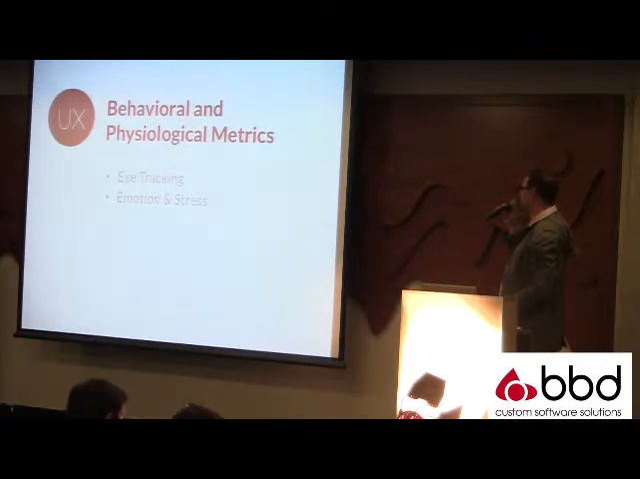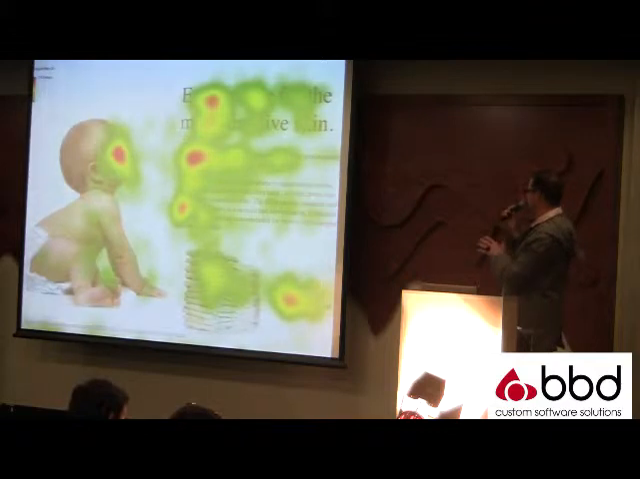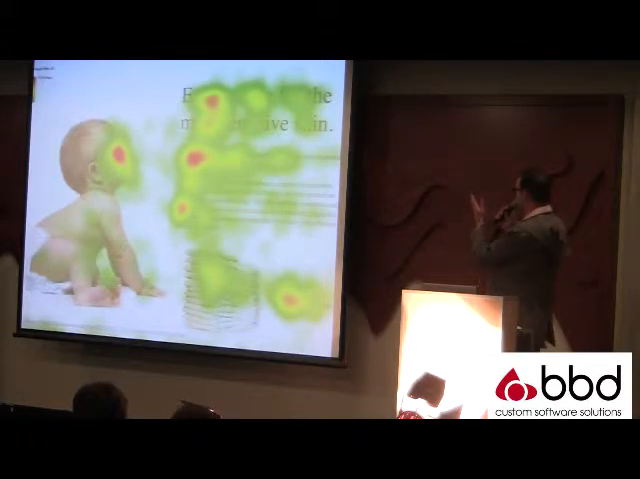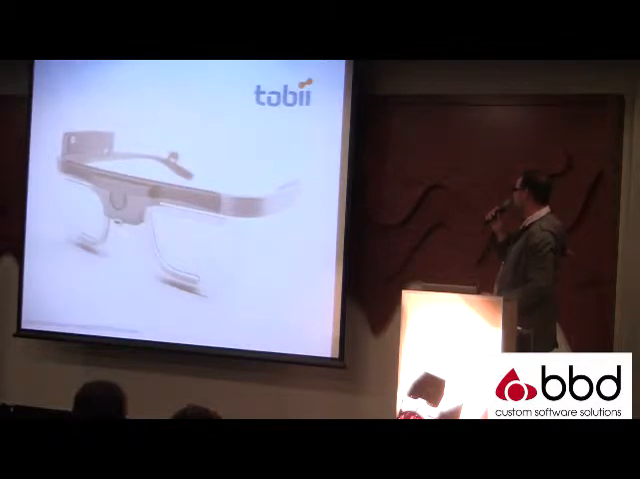And then lastly, behavioral and psychological metrics. So we've seen basic eye tracking, and then there's one or two examples I want to show you on emotion and stress. So this picture we've seen 100 times. We look where the baby is looking, our eyes look at the baby, it then looks at the text. So this is when we're tracking eyes on web experiences, but Tobii's doing these amazing glasses that also track your eyes as you walk through a retail environment.